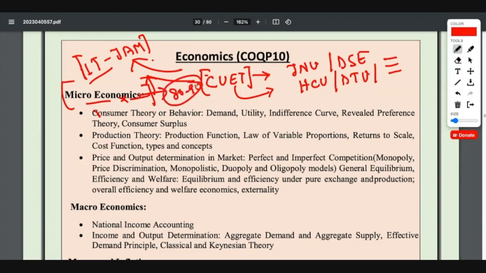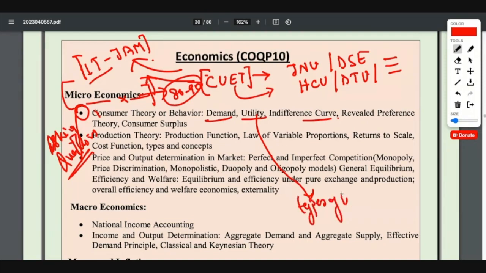Okay. However, there's a difference in terms of asking questions. Okay. So, when we are talking about consumer theory, you will see that they have given about the demand, they have given about the utility, they have given about the indifference curve. But what we need to understand is this utility. What are the types of utility? Okay. What are the different types of utility? This is something important not only for JAM but also for CUET.